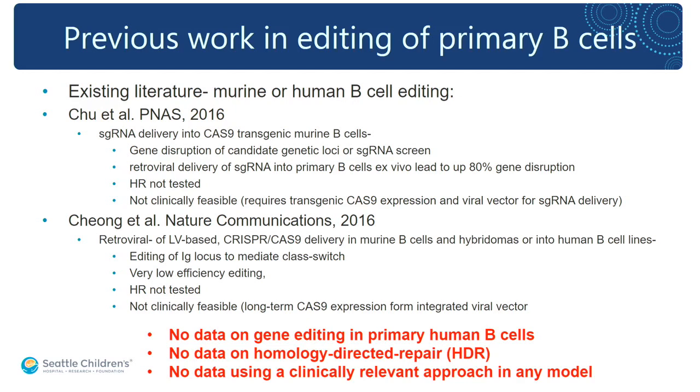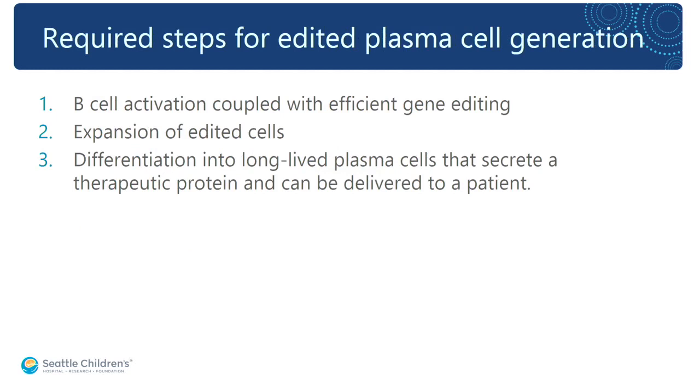One was a Cas9 transgenic. The other was delivering Cas9 stably with a lentiviral vector. So there was no data on primary immune cells, none on HDR, and none in really a clinically relevant context. So in order to do this, we had to achieve 3 things. We had to find a way to edit activated B cells when they were cycling, a way to expand those cells, and then a culture method to turn them into plasma cells.